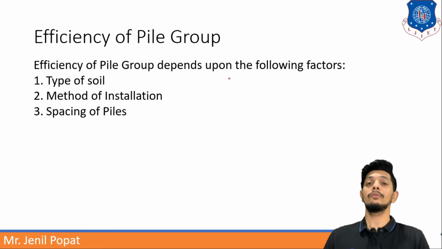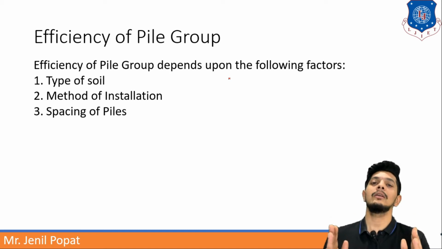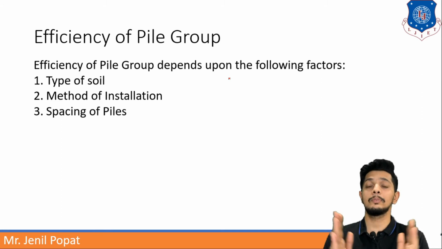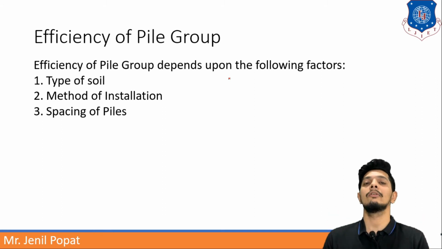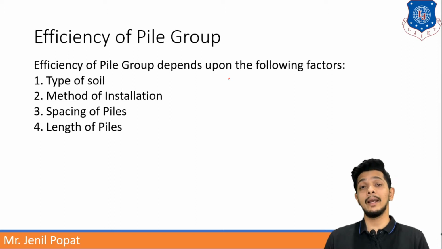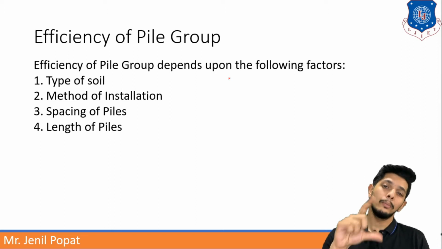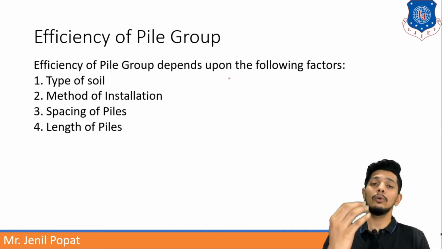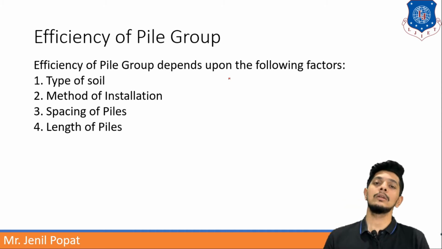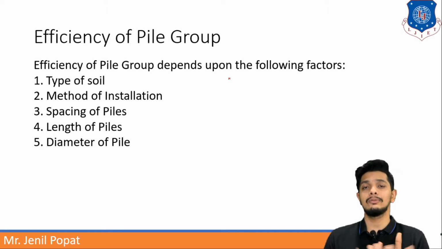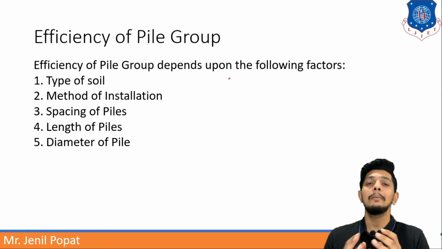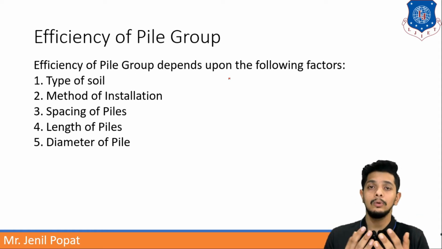Spacing of piles. If you are keeping spacing more, then efficiency will be less. But if you are keeping your spacing minimal, there will be more efficiency. Length of piles. If you are keeping the length of pile more, there are chances of the load transfer mechanism getting stronger. Diameter of pile. If you keep the diameter greater and spacing lesser, there will be more efficiency. But if you keep diameter more and spacing also more, there will be a lesser capacity.